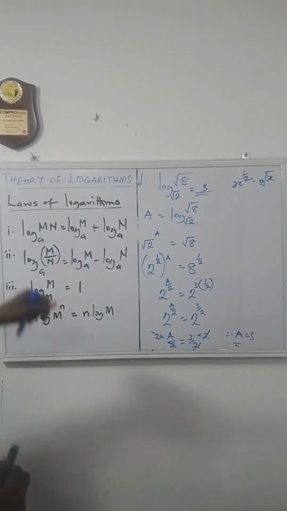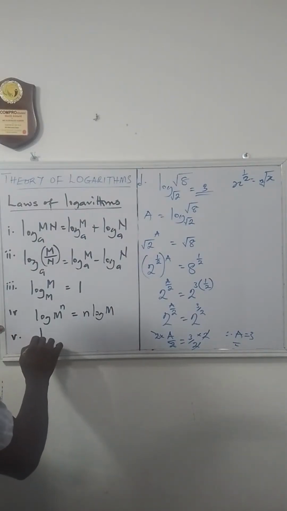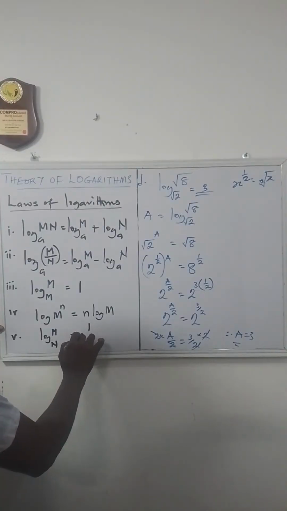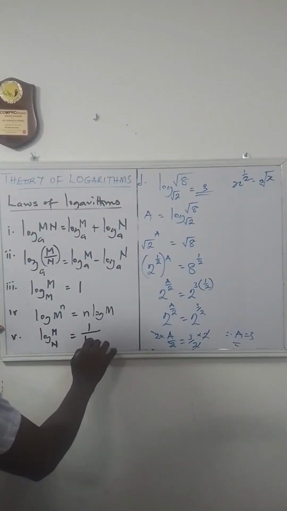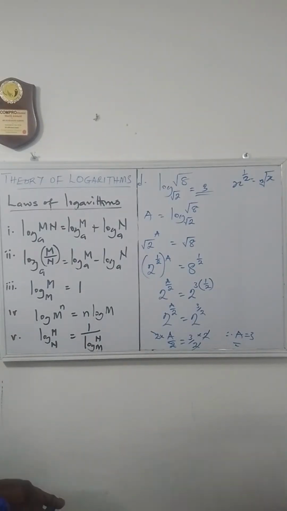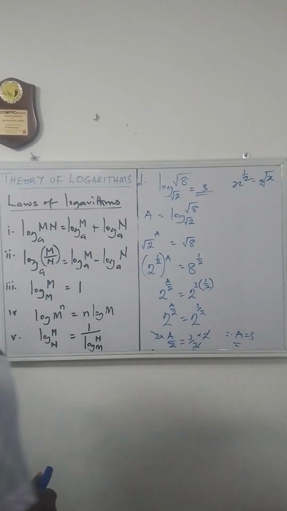All right. So there's another one. When you have log of m base n, the result is 1 over log of n base m. All right. So pay attention to all of these laws. We are going to be applying them in solving our problems. So you can put them in your jotter. So let's see. Now let's look at 1 or 2 questions on this.